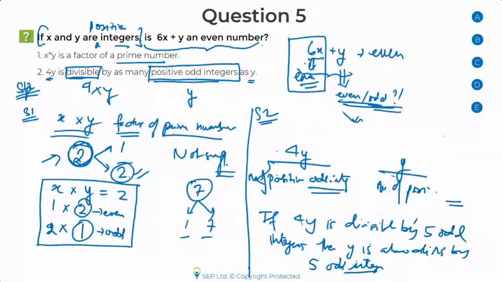But when you're reading as many integers as y, you're forgetting about the word divisible, Parikshit. Soumya, you're forgetting about the word divisible. 4y is divisible by those many numbers, those many odd factors. So if 4y is divisible by, say, 5 odd factors, then y will also be divisible by 5 odd factors. Or you can look at it the other way. If y is divisible by 5 odd factors, then 4y is also divisible by as many factors, so 5 factors as y. 5 integers or factors, whichever way you want to say it.